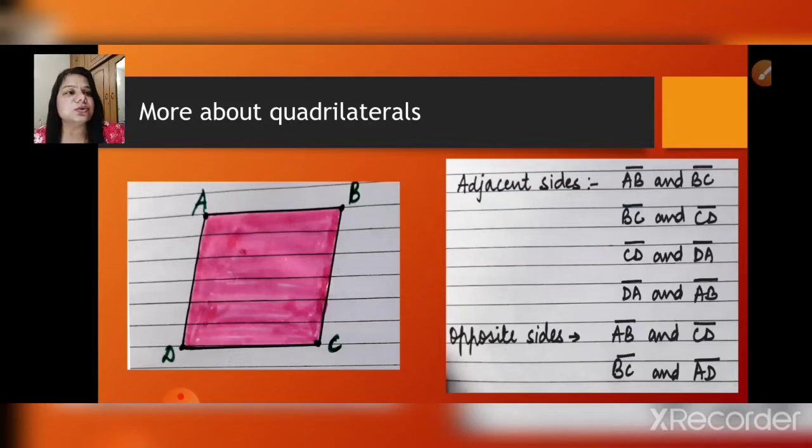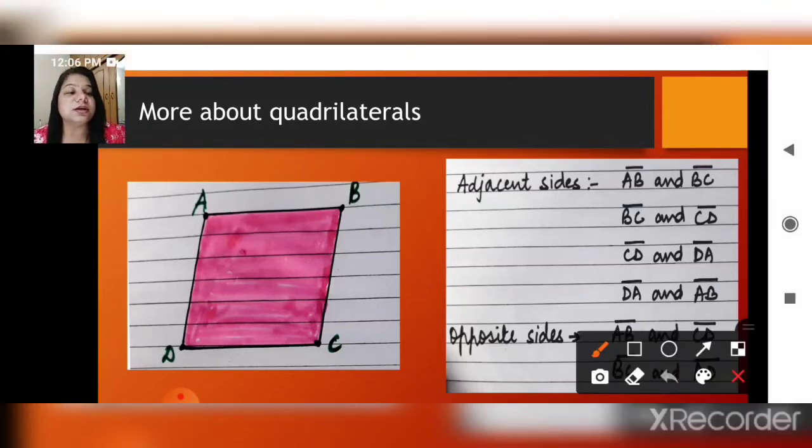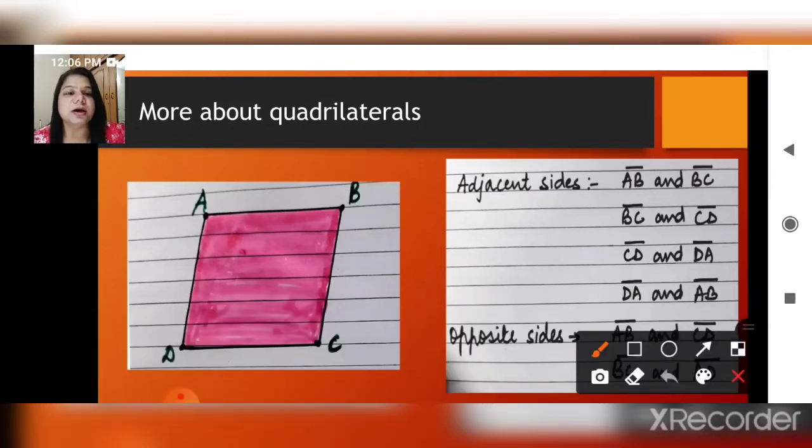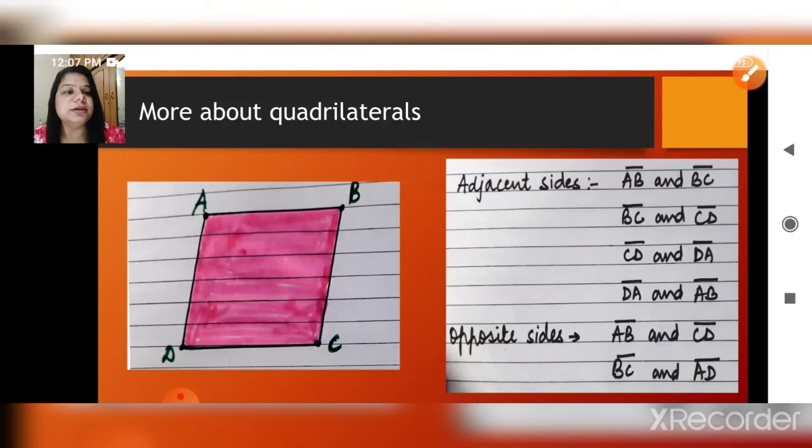Okay, so if we start marking the adjacent sides, the first pair of adjacent sides is AB and BC, and B is the common vertex. So these are the two adjacent sides. Why are these two adjacent? Because they have a common vertex, point B. So these are neighboring to each other.